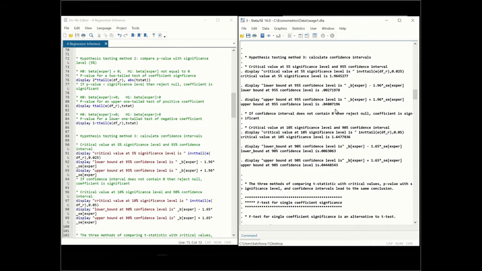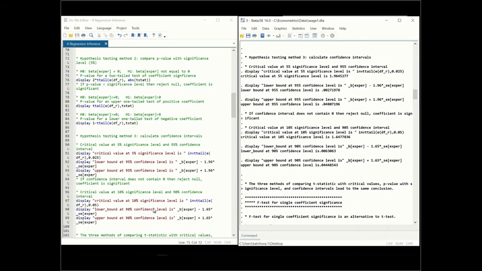And if I'm looking at the confidence interval, it definitely does not contain 0. So our coefficient is significant at the 5% significance level corresponding to the 95% confidence level. So now we can also calculate the critical value at the 10% significance level and the 90% confidence interval.